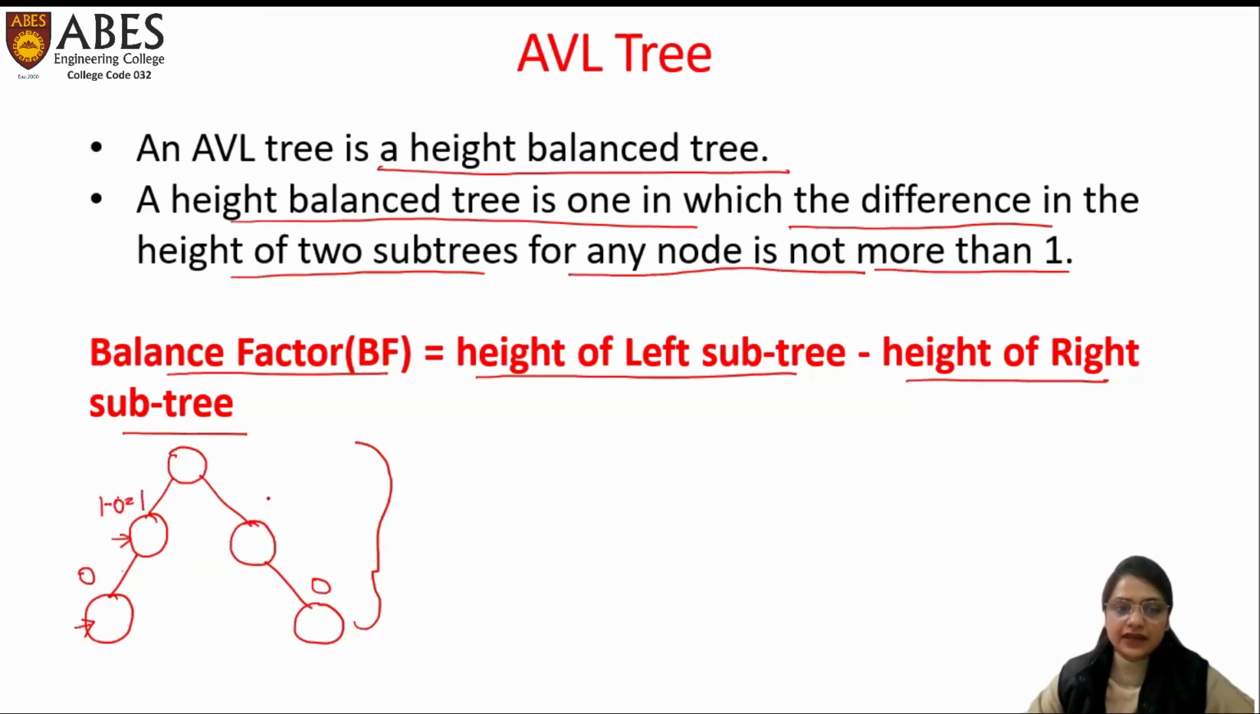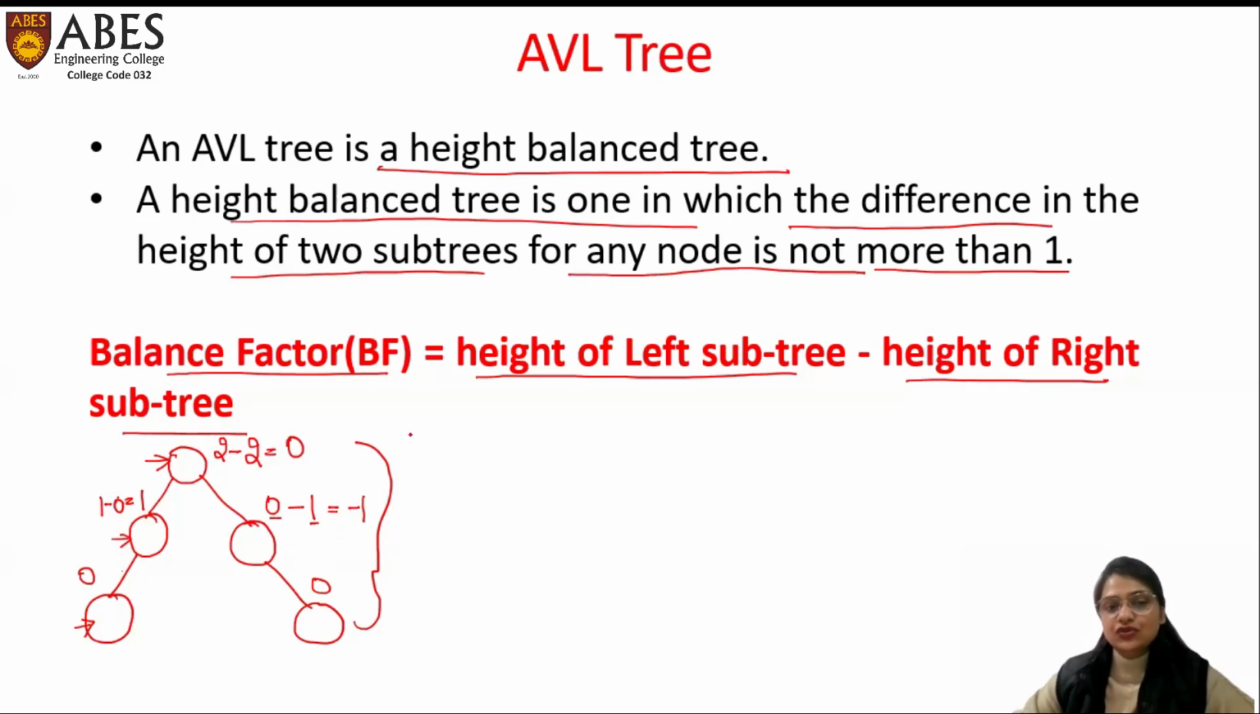Similarly, for this node it will be 0 minus 1, because 0 is the left height and 1 is the right height, and as per the definition, it is left minus right, so it will be minus 1. And the balance factor of this root node will be the left subtree, which is 2, minus the right subtree, which is 2, so it will be 0. So a height balanced tree is one in which we calculate the balance factor of each node.